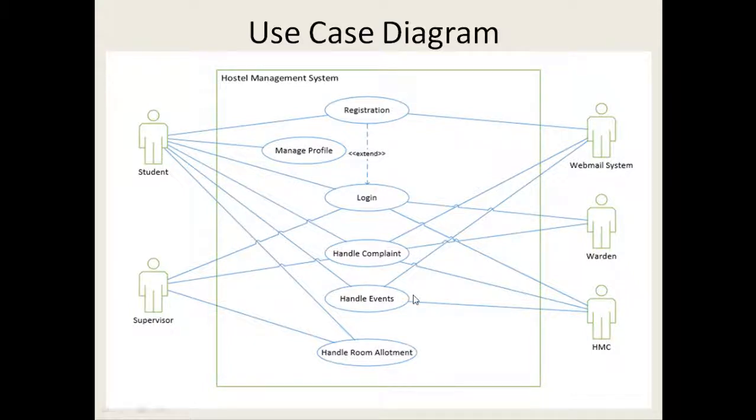And handle room allotment. Why is handle room allotment connected to the student? Obviously it will be connected because the student can vacate a room. For that it has to check the room details, student details and all. While allotting a room, the student can also give his details of ID, webmail, etc. So all these use cases, the student is connected. Manage profile: the student can edit that profile. So the student is also connected to this use case.